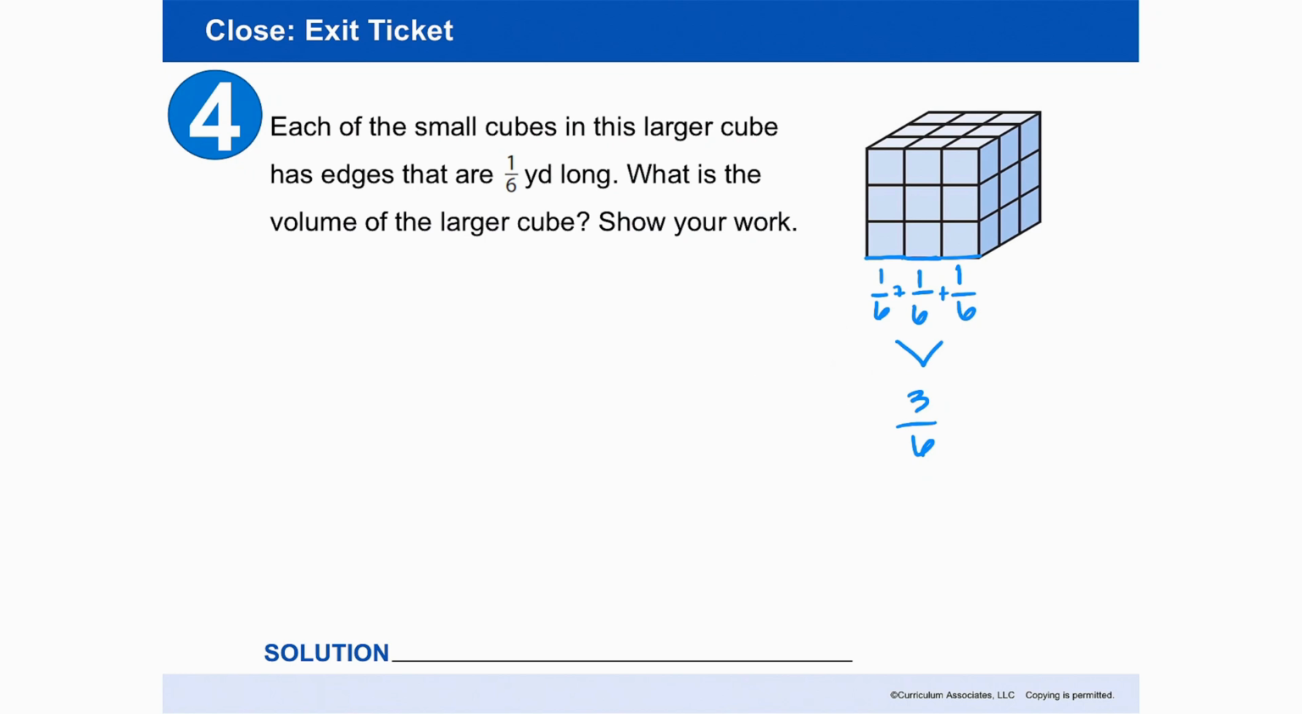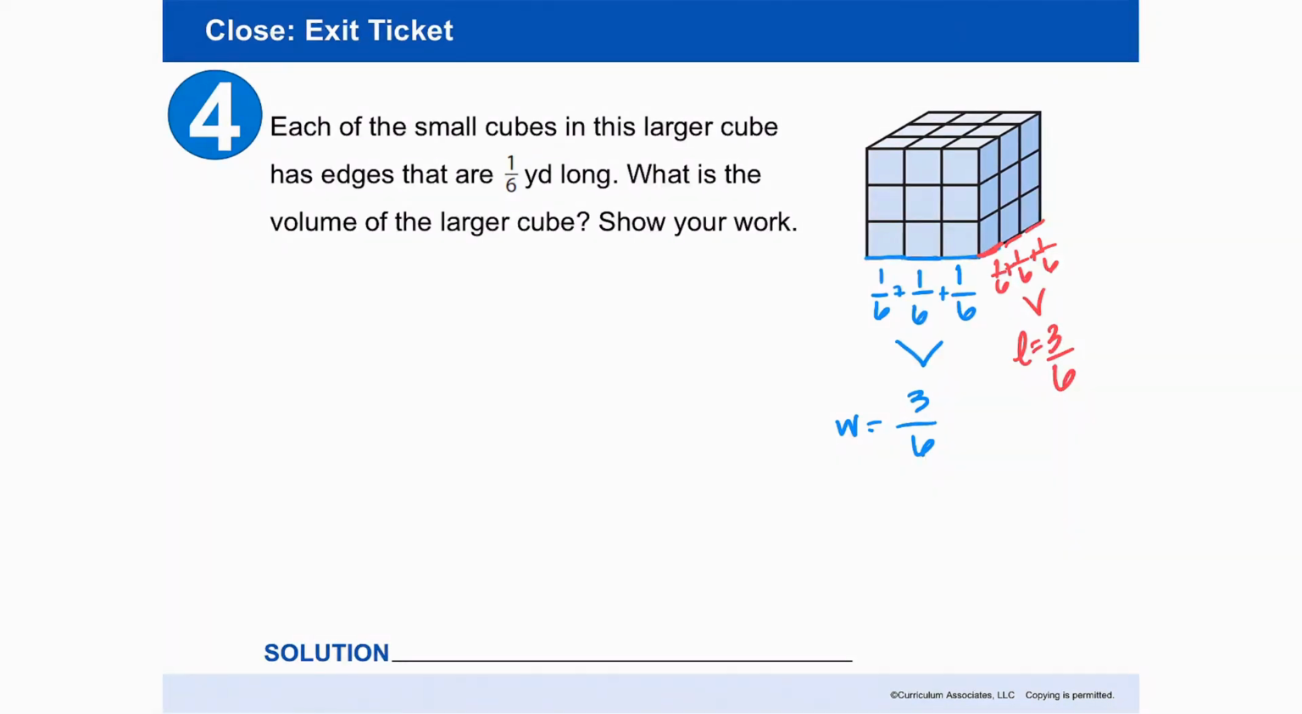And then I know here, let's do a different color. So that would be my width. Let's look at our length. Our length would be 1/6 again, 1/6 and 1/6. Add those together. Sorry guys, let me get my colors all worked out. So our width would be 3/6. Then the red portion would be our length. Our length would also be 3/6.